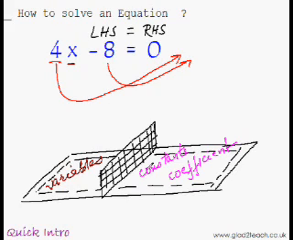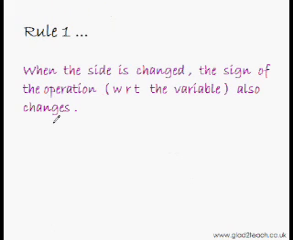So let's find out what are the rules of this game, the mathematical lawn tennis. Rule number 1 is, when the side is changed, the sign of the operation with respect to the variable also changes. Basically it becomes opposite of what it was. Let's say it is plus on this side, then when it's going to go to the other side it will become minus. If it's minus it will become plus. See, it becomes opposite of what it was.